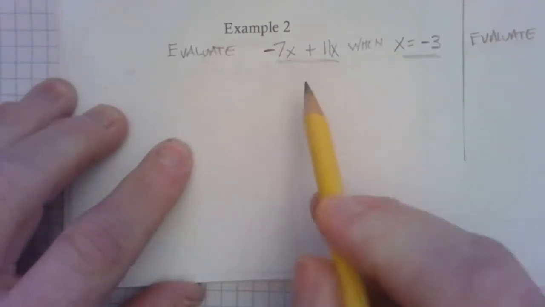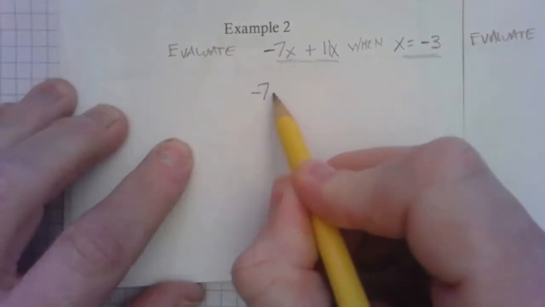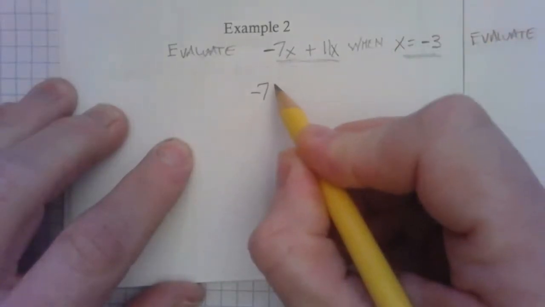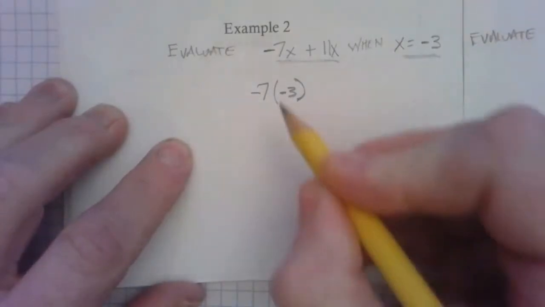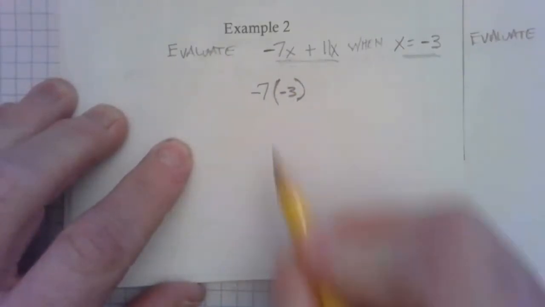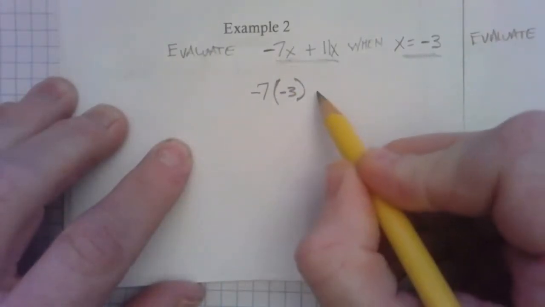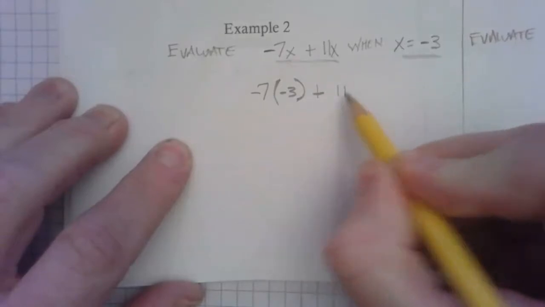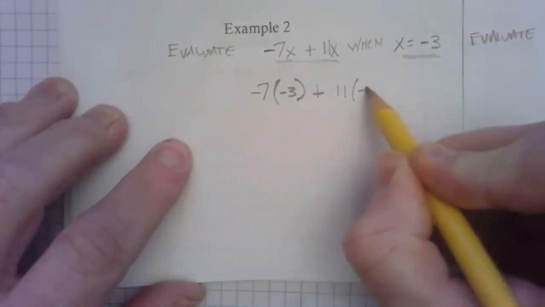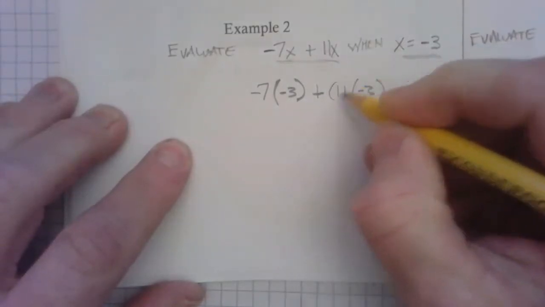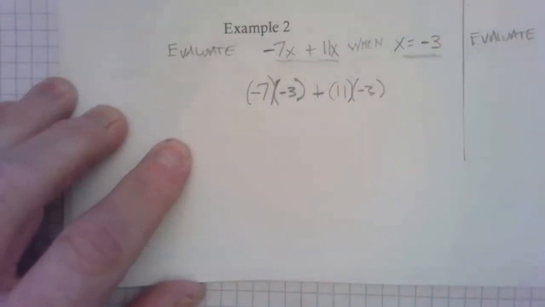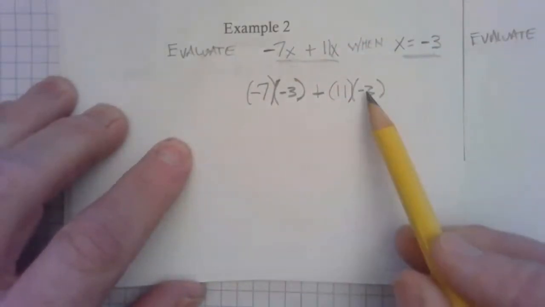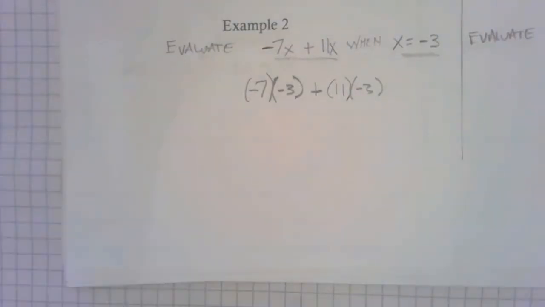So this is going to become negative 7. I like using parentheses when I'm doing this. Times a negative 3. That tells me that if I write the parentheses and I write them next to each other, that's multiplication. Plus 11 times negative 3. And I could even write parentheses around both of these if I wanted, just to kind of clarify. I kind of like using parentheses just when there's negatives involved in multiplication, just to make sure I don't get confused.